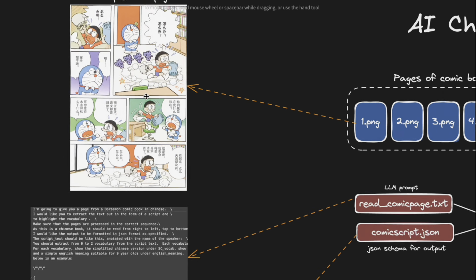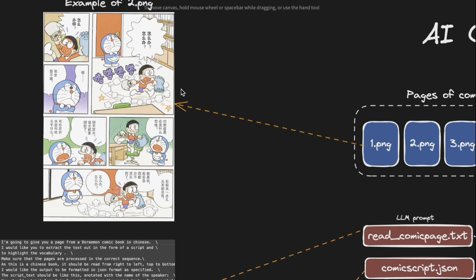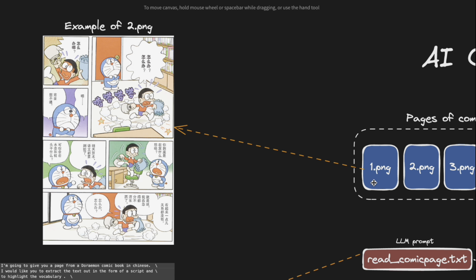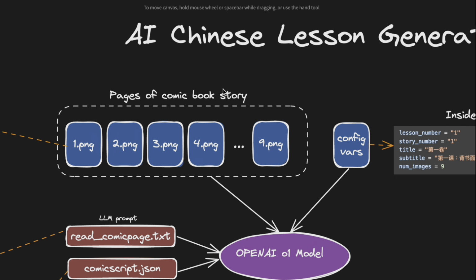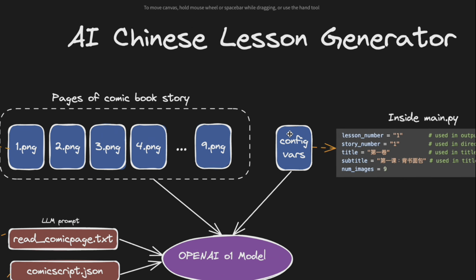So I just scan these in. They're all named 1.png, 2.png. That just makes it easier for the code to loop through. And in this particular story, there are 9 pages.